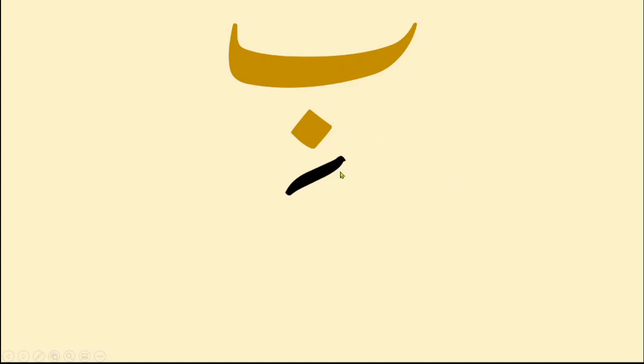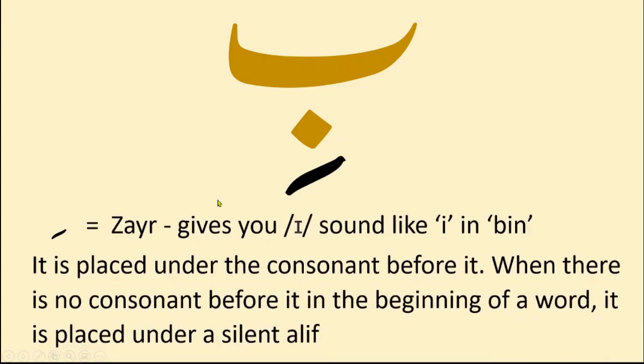Now, look at this. The same symbol, but this time it is not on top of the bay, it's underneath the bay. When this symbol is underneath the bay, we consider it a different symbol. We call it zer, and it gives you I sound, same as I in the English bin. Again, like zabar, it can't stand on its own, so it's always put underneath the consonant before it. And when there's no consonant before it, if we're starting a word with I sound, then we put a silent alif, and this zer is put underneath that alif.